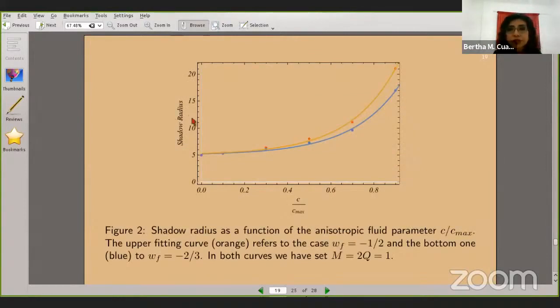We plotted the shadow radius. This orange curve corresponds to the case w_f equals -1/2, and the blue line corresponds to w_f equals -2/3 for these mass and charge parameters. We see that as this anisotropic fluid parameter grows, the shadow radius also increases in this manner.